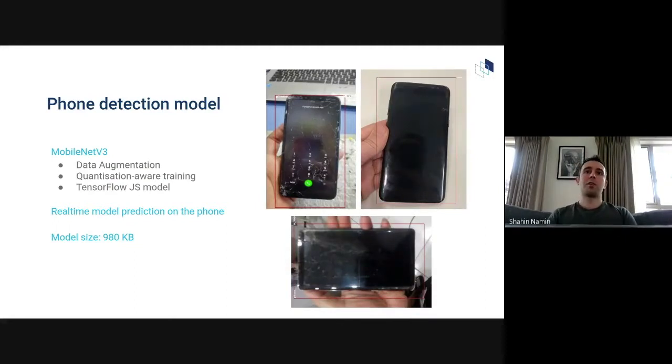We enriched the training data using data augmentation techniques, which means you generate more images from the training data and you add them to your training data. And that way you end up having a more accurate model in the end. So this model runs on the phone. And because of that, it needs to be small.